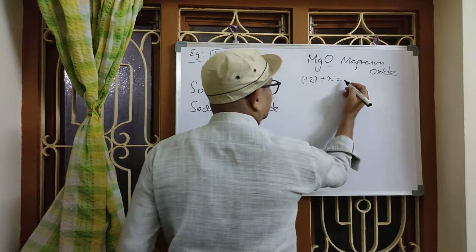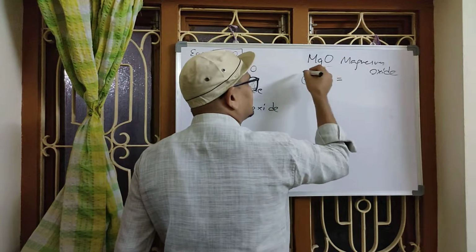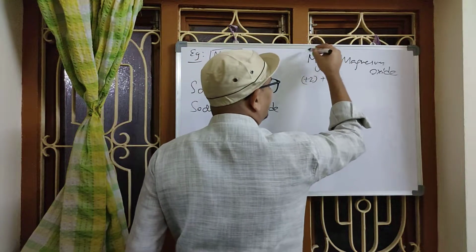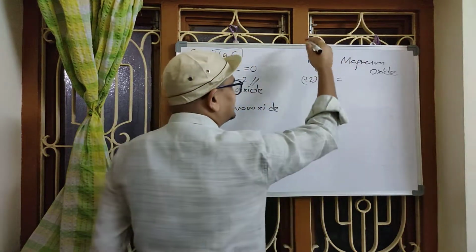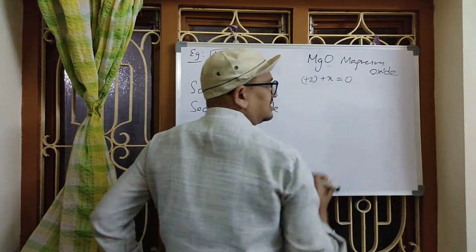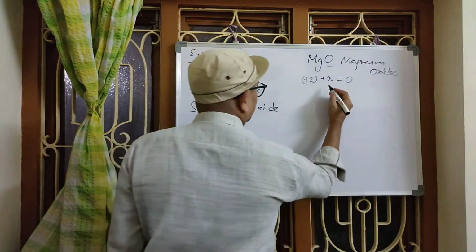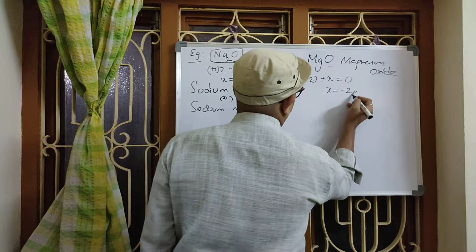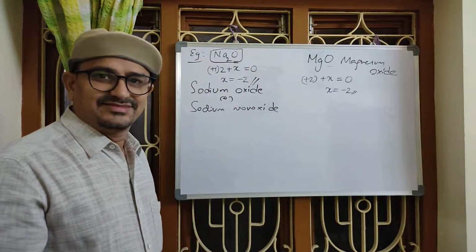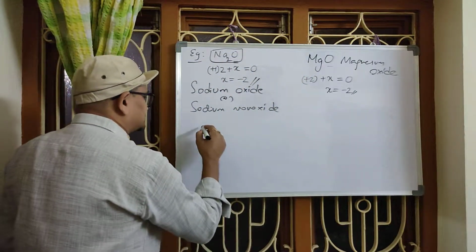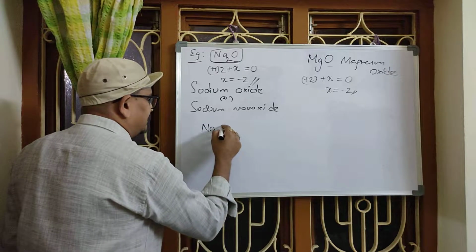And as I said earlier, the sum of the oxidation numbers of all elements must be equal to the net charge of the species. What's the net charge of the species? 0, as it is a neutral species. So, X equals -2. Right? Now, let us find the oxidation number of oxygen in Na2O2.